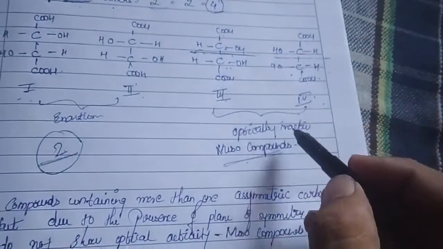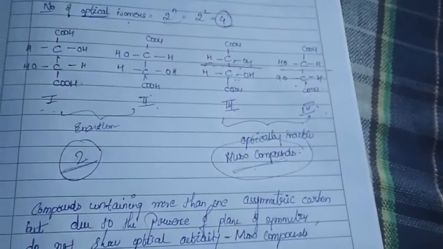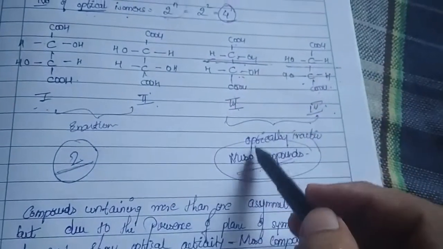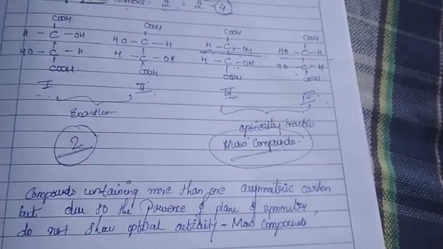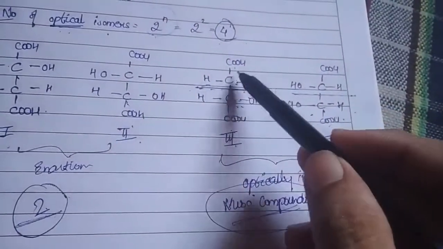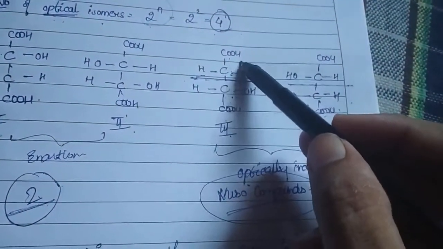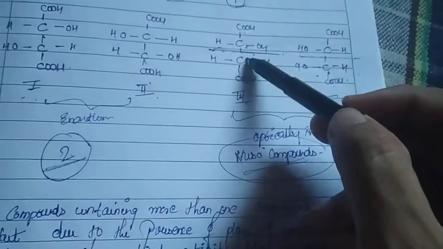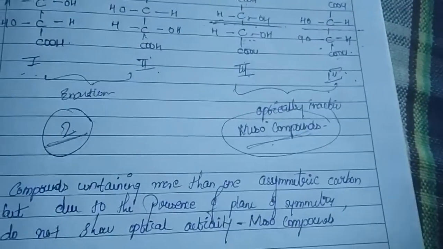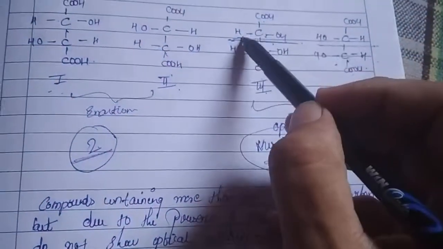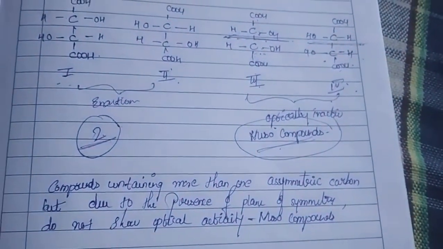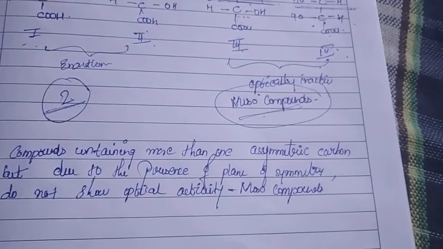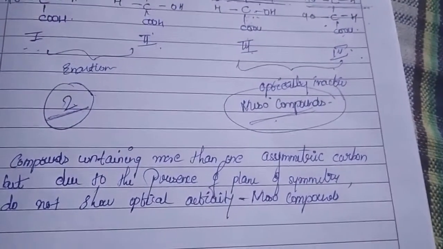So we gave it the name meso tartaric acid, and generally we call them meso compounds. What do meso compounds mean? Compounds in which you have more than one chiral carbon, asymmetric carbon. But even though they have chiral carbons, they will be optically inactive. What is the reason? Because they have a plane of symmetry. So that is why they are called meso compounds. Is that clear? Okay.